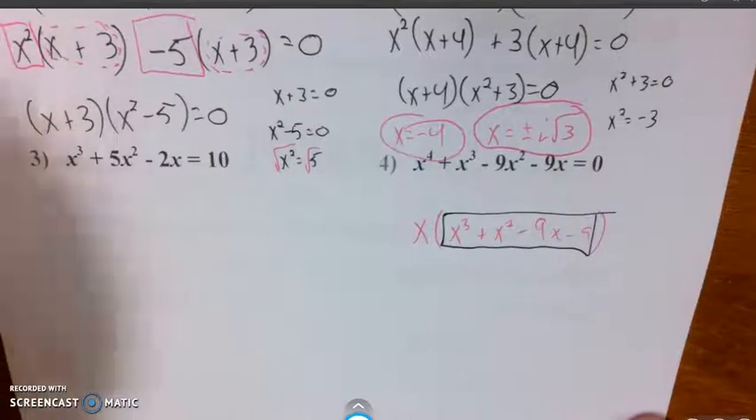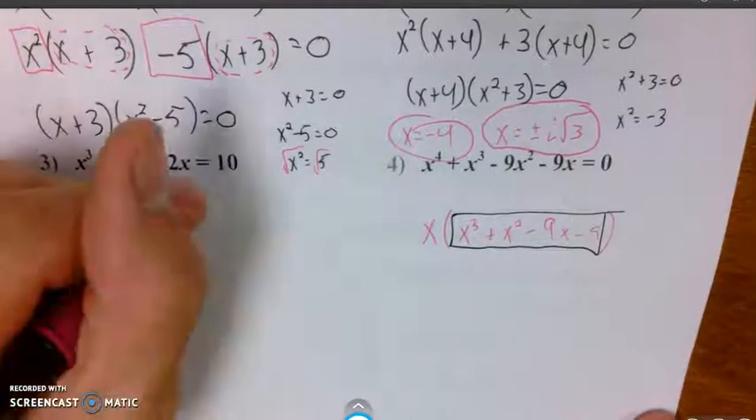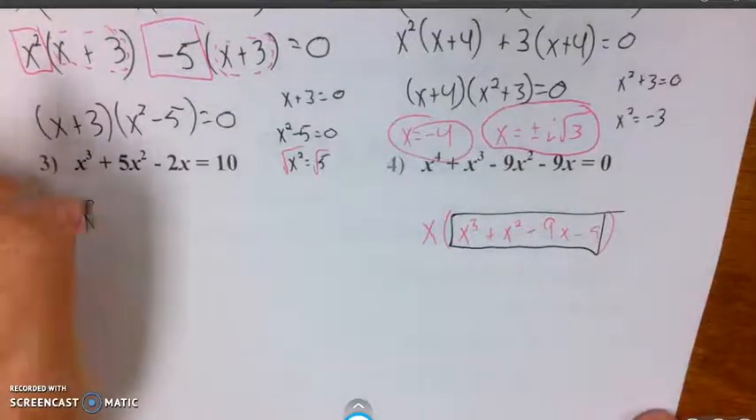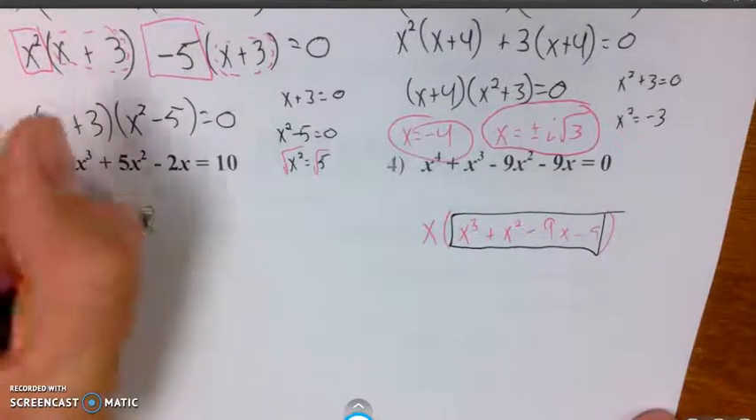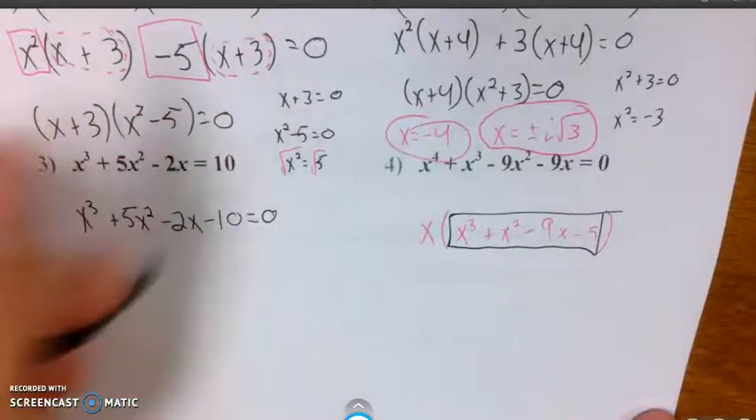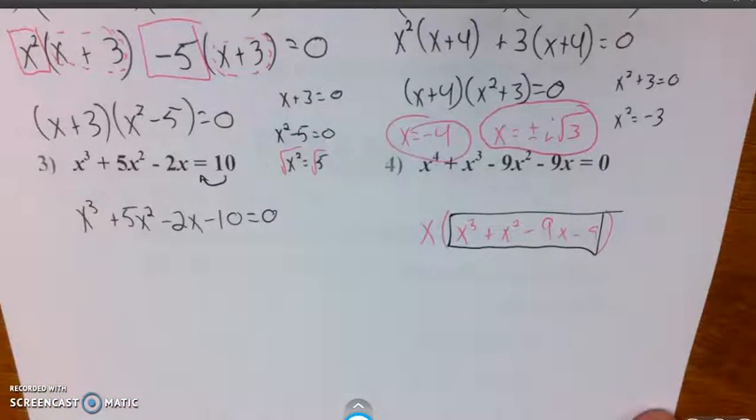All right, so number 3, let's see here. Ooh, it's not equal to 0. Bummer. We always like these equal to 0 because then when we break it down, it allows us to use the zero product property. So all I had to do is just scooch that 10 to the other side. Now we're going to group them up.